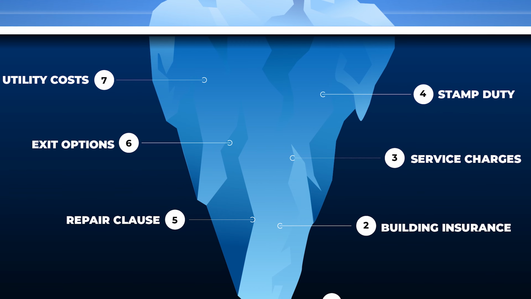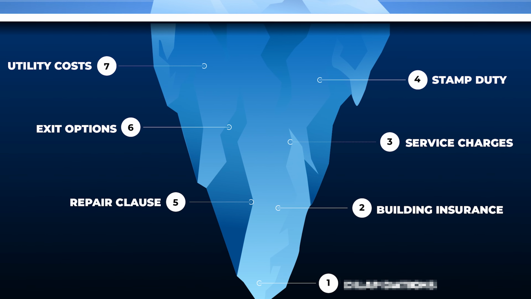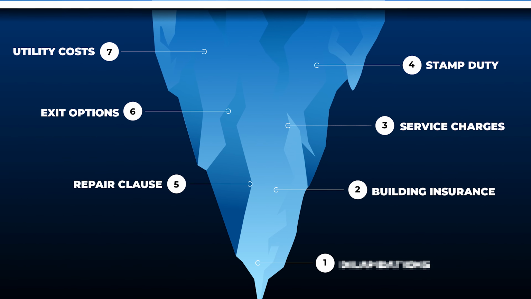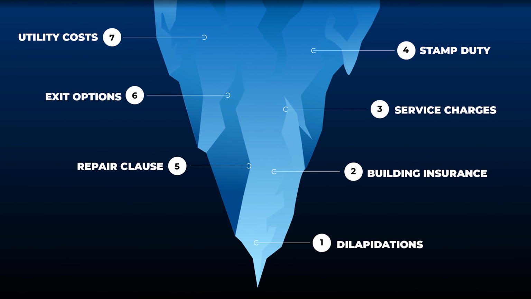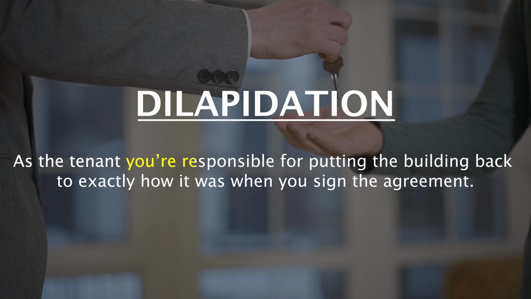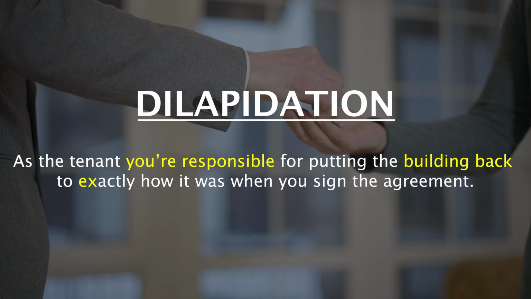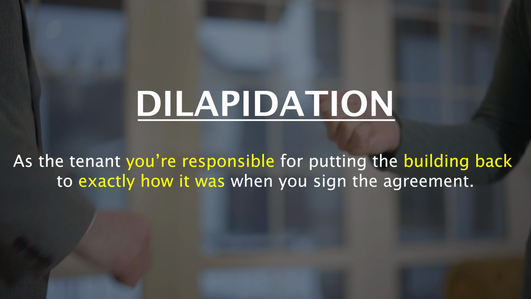And finally, number 1, my final tip on costs that you need to look out for before signing on the dotted line for any commercial lease or rent agreement is dilapidation costs. Now, this is just a fancy way of saying that as the tenant, you are responsible for putting the building back to exactly how it was when you signed that agreement.